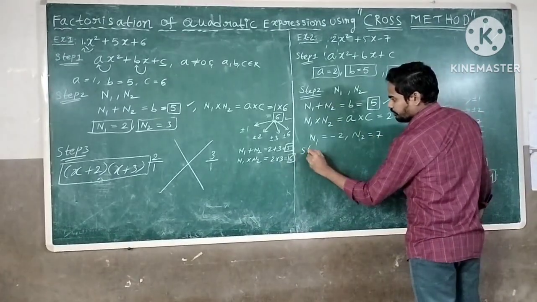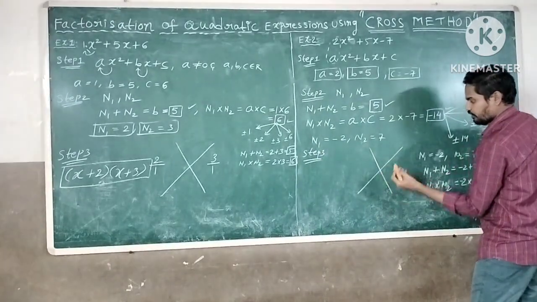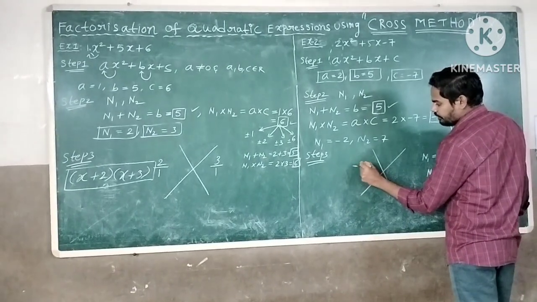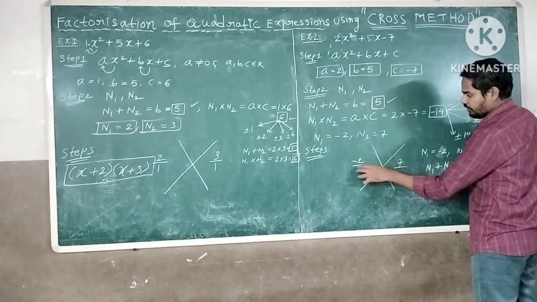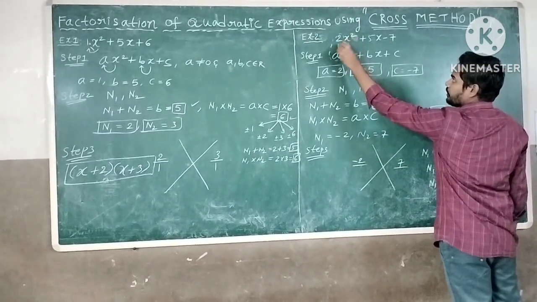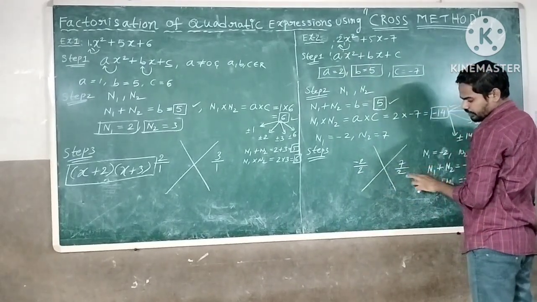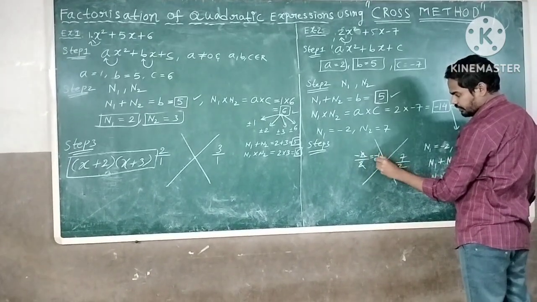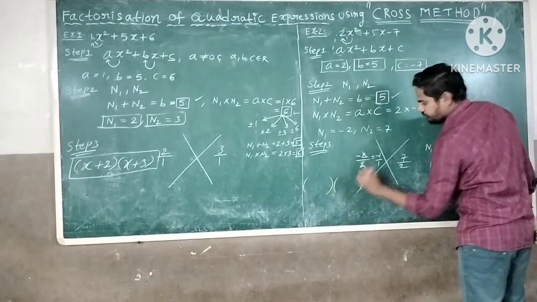Now step 3. Now apply the cross method. So draw a cross and write n1 on the left side of the cross and n2 on the right side, and divide n1 and n2 by the coefficient of x square. In this case, the coefficient of x square is 2. We cannot simplify further here. Here we can simplify further, we can reduce further. Minus 1 by 1.